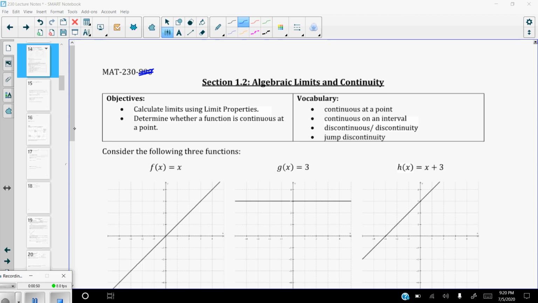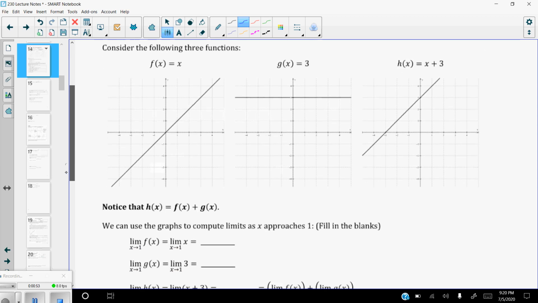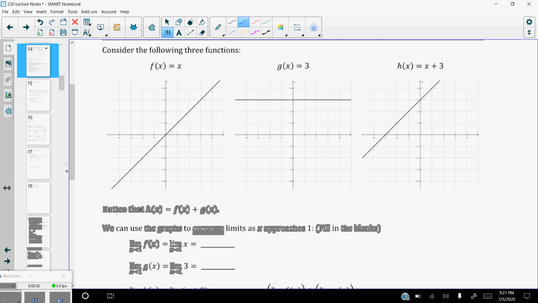Okay, let's consider the three functions that are shown here in these graphs. f of x equals x is the first one, g of x equals 3, which is just a horizontal line going through y equals 3, and then h of x is x plus 3, which you can see has a y-intercept of 3 and a slope of 1. Notice that h of x is just the combination of f of x plus g of x, because f of x is x, g of x is 3, and h of x is the combination of adding x and 3 together. So we can use the graphs to compute the limits as x approaches 1.